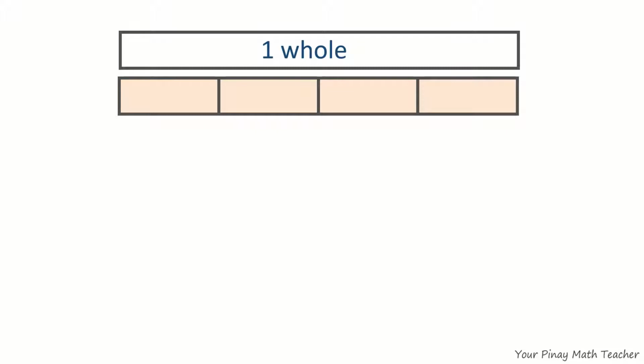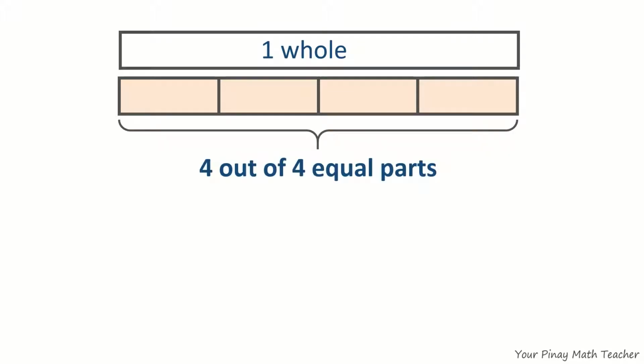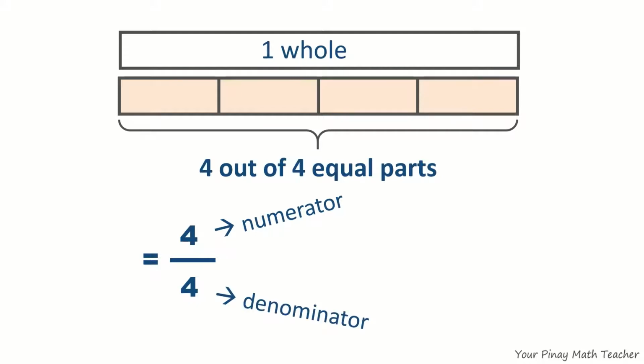What if all the 4 equal parts are shaded? 4 out of 4 can be written as 4 over 4, where 4 is called the numerator, the number of parts that are shaded, and 4 the denominator, which is the total number of equal parts. Still, the line is called vinculum or fraction bar.